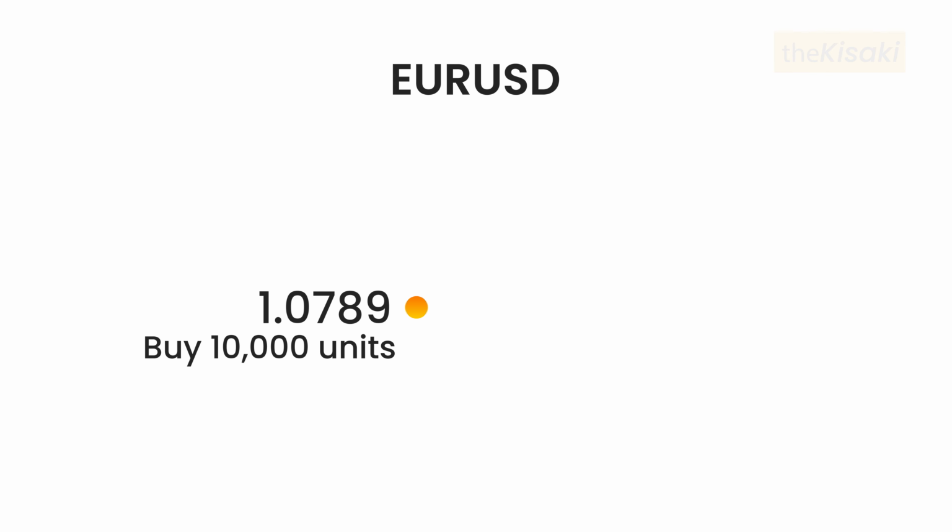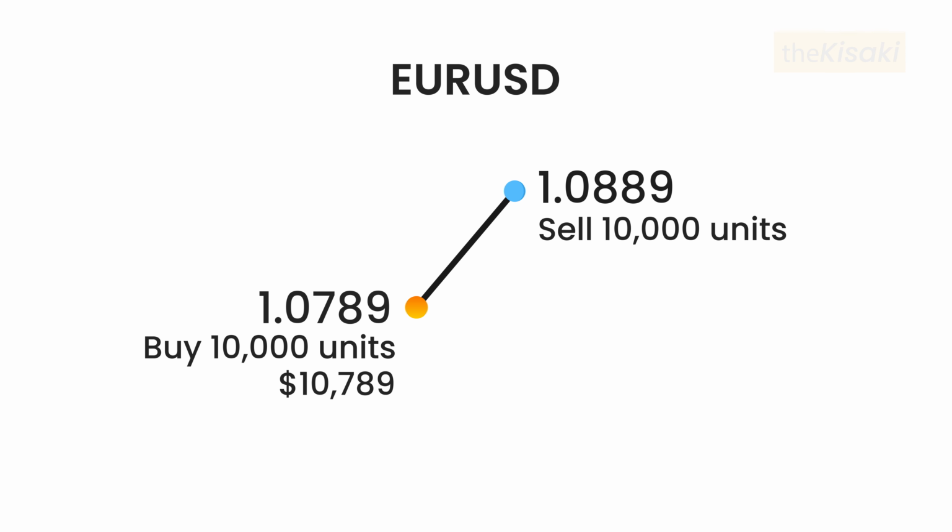Let's imagine that we are entering into a trade for Euro-US at a rate of 1.0789 to buy 10,000 units of euros, which means the value of this trade will be $10,789. If you imagine that the Euro-US that we purchased earlier at 1.0789 reaches 1.0889, let's imagine that we are selling the 10,000 euros that we hold right now.